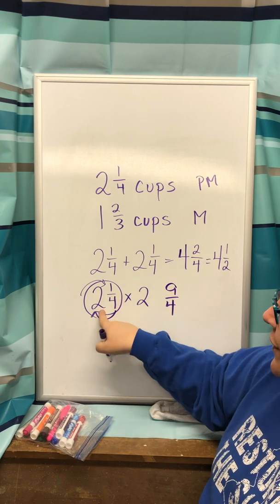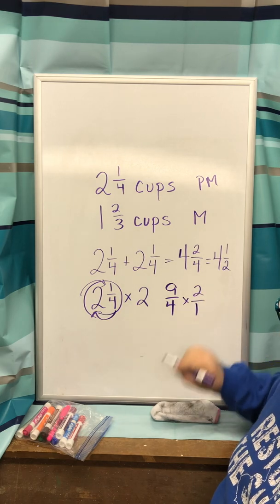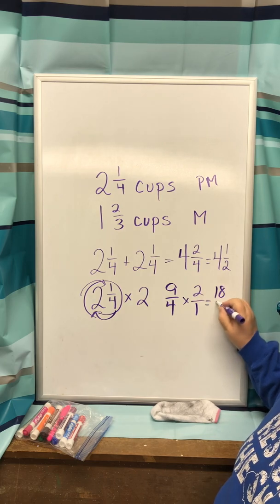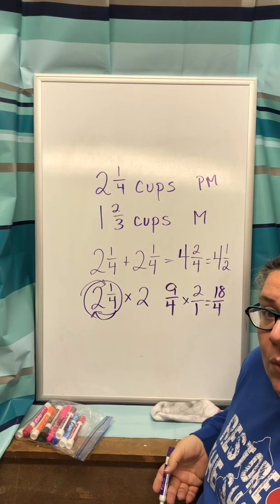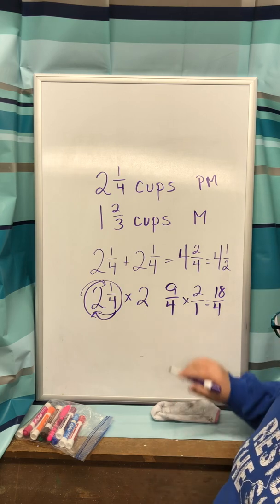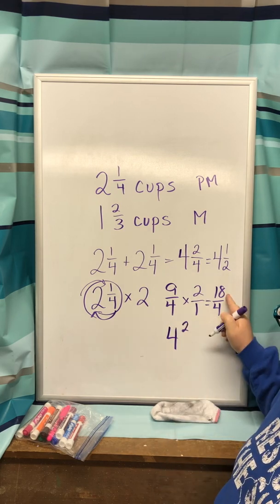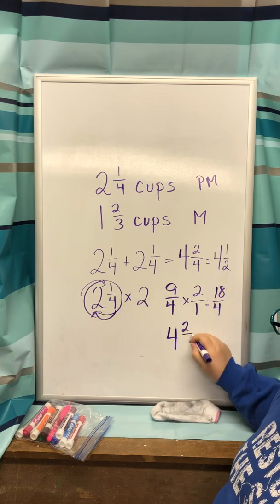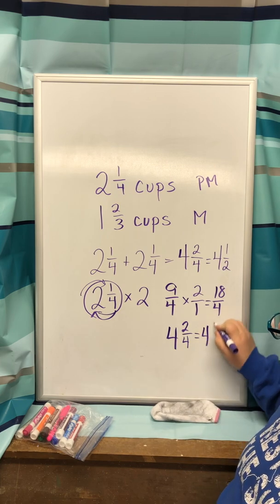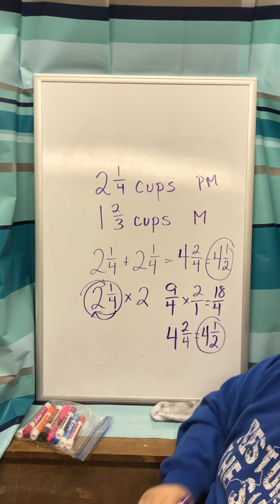Once I have 9/4, which again is the same as 2 1/4, I can just do times 2, and I'm just going to throw a 1 under there, so it's 2 over 1, which gives me 18/4. 18/4 is still improper, so I would simplify that down. I know that 4 times 4 is 16, so we know we have 4 wholes, and then I have 2 left over from the 18. 18 minus 16 is 2/4, and then I can still simplify this down to 4 1/2. That was my original answer when I did my addition.